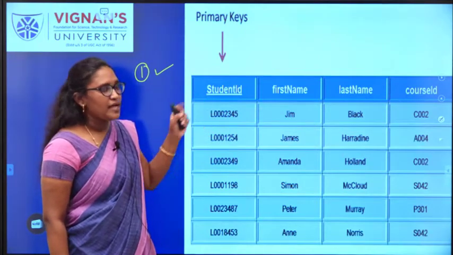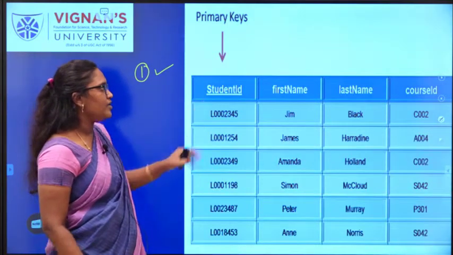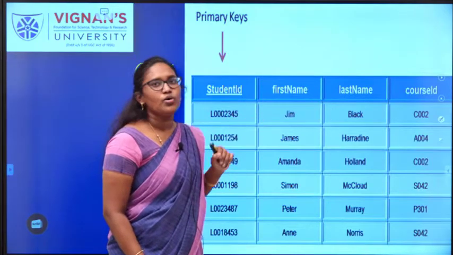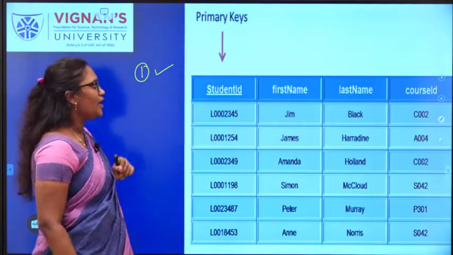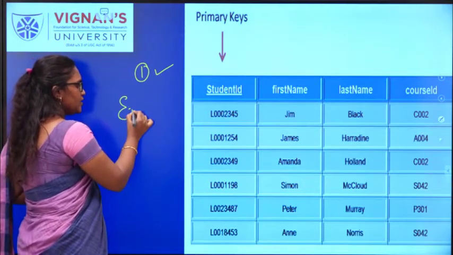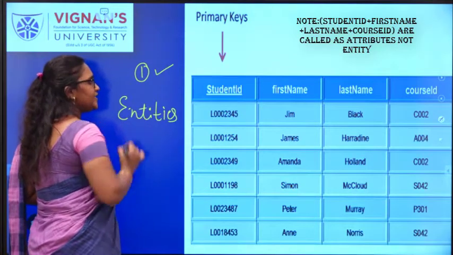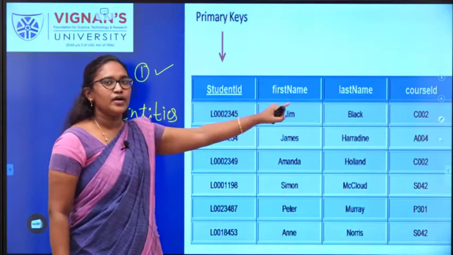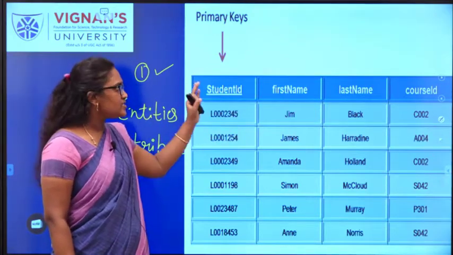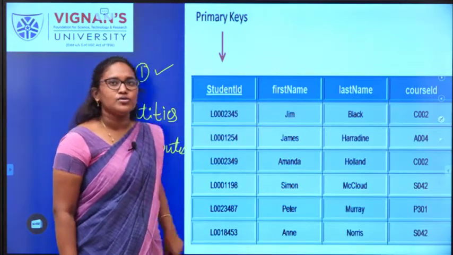Second property: the key which uniquely identifies the whole table, we say it is the primary key. If you observe this table, you have student ID, first name, last name and course ID. Altogether these are called entities. That means the headings of your table will be called entities. So what is this table?